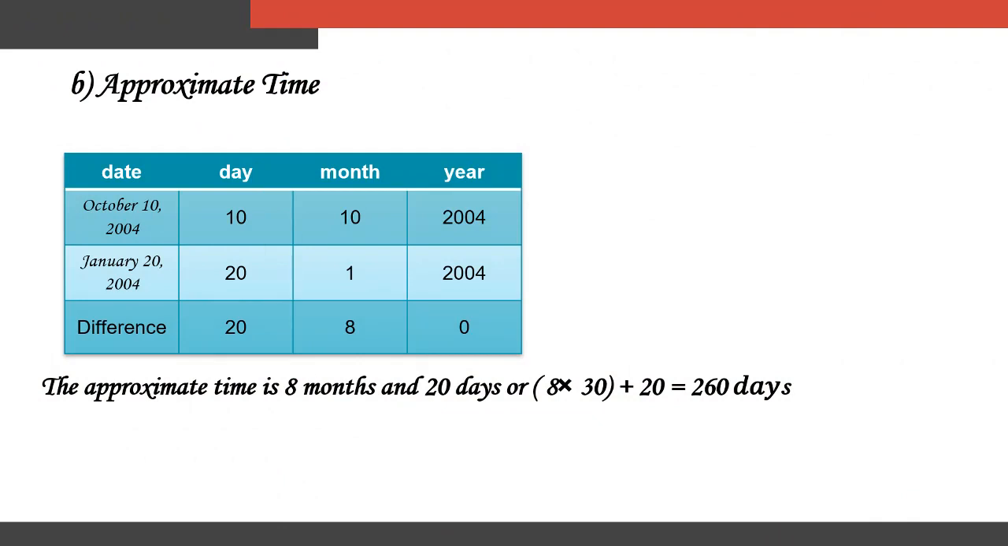Approximate time from October 10, 2004, the maturity date, to January 20, 2004, the difference here equals 8 months 20 days. From January 20, 2004 to October 10, 2004, the days here equal 260 days.